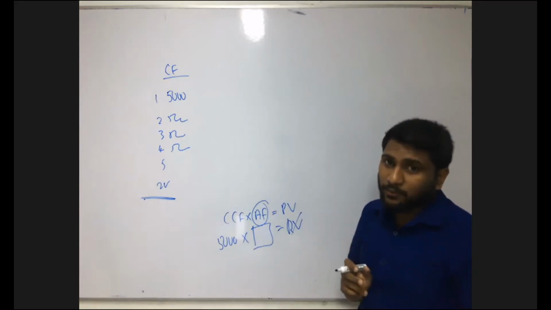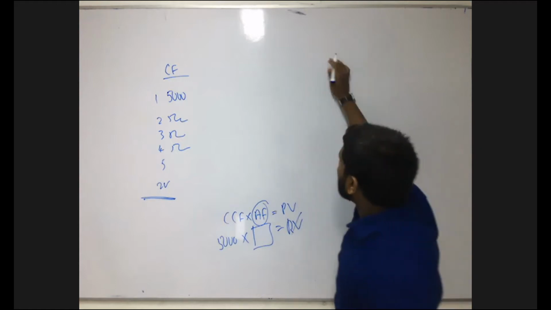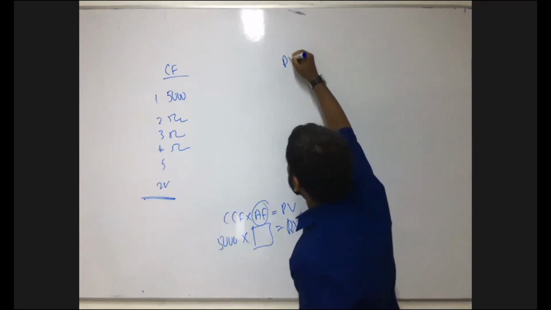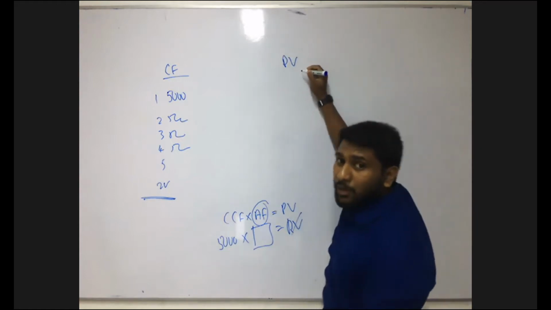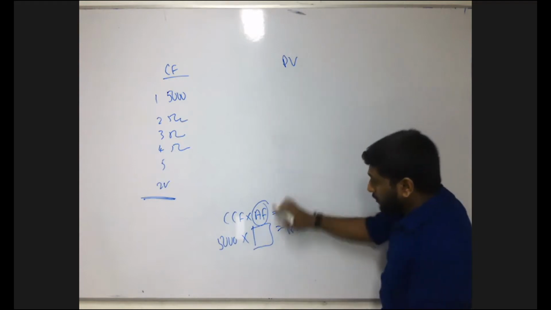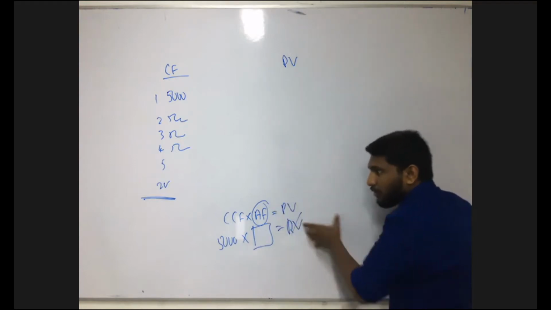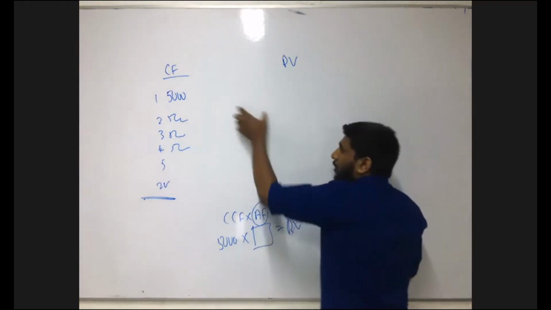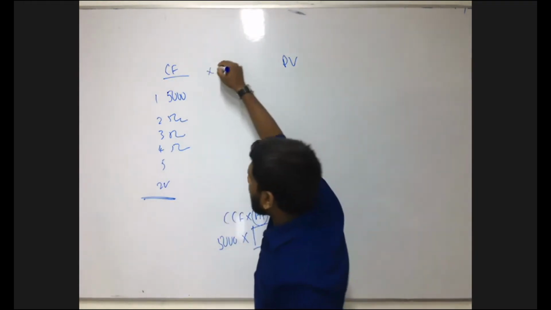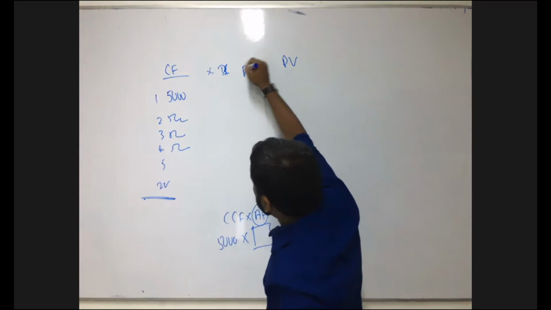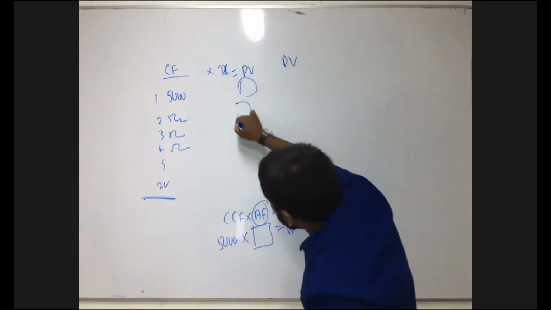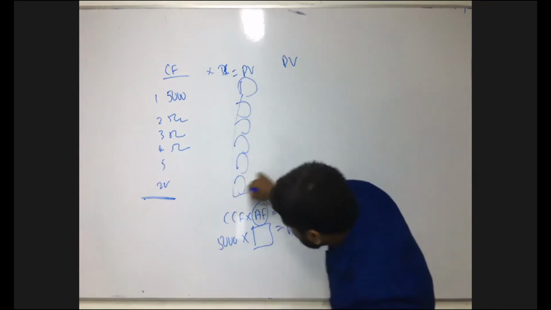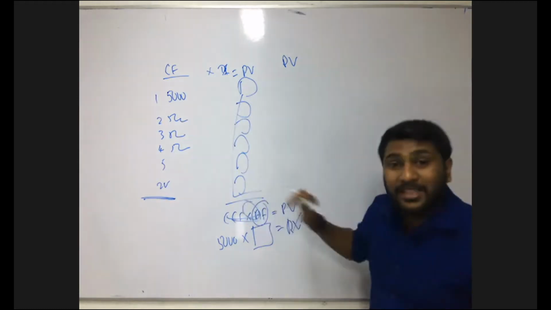Very simple, guys. Very simple formula is there. Your present value is equal to your total present value, the present value of all the cash flows, multiplied by this factor. So the addition of these present values gives you the final present value.